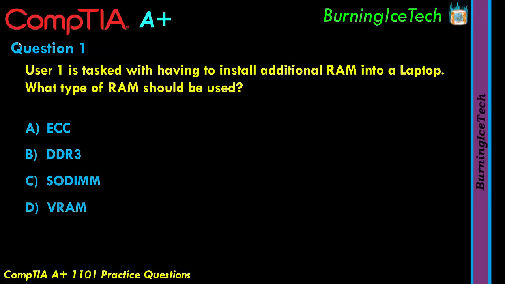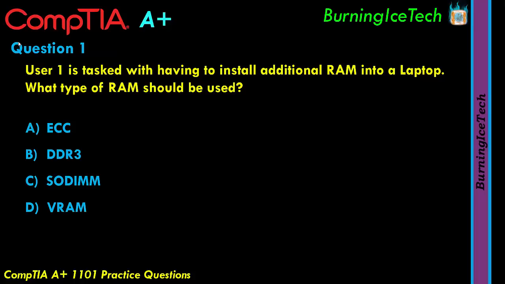So these blue screens of death normally take place due to something regarding your RAM, and the ECC, in a nutshell, basically prevents that server from experiencing a blue screen of death, stop error, memory dump, whatever you want to call that, by correcting the error. So we want to do what? We want to install additional RAM into a laptop. So ECC has got nothing to do with laptops. That's a function or a feature on server RAM chips. So we can rule out answer A.